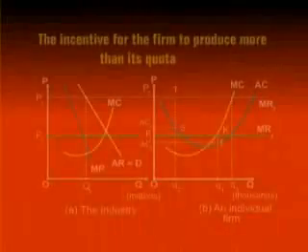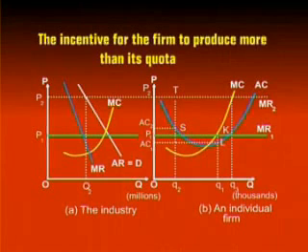Let's look at a slide. Now let us assume here that before the cartel is set up, the industry price is P1. That is, as a price taker, the firm maximizes its profits by producing at small q1, where MC is equal to P1 is equal to MR1. Its profits are shown by the rectangle P1KLAC1.